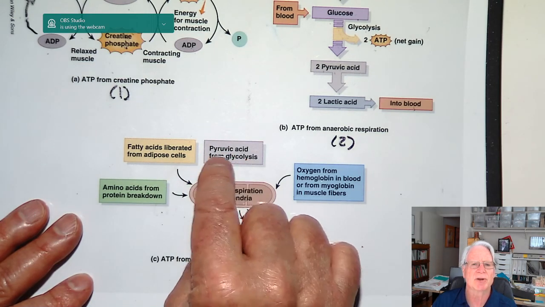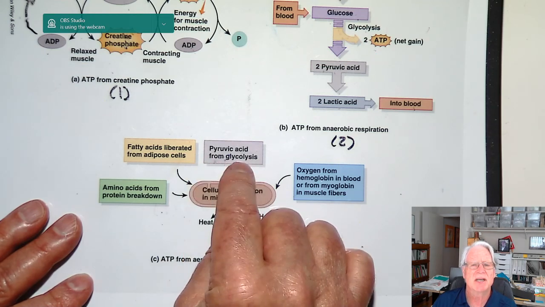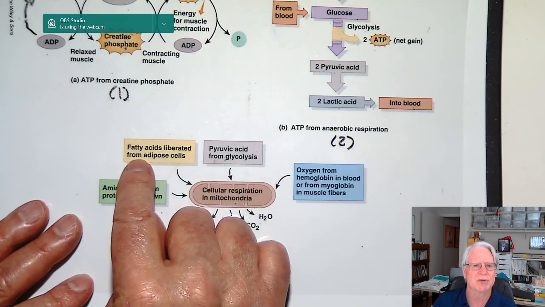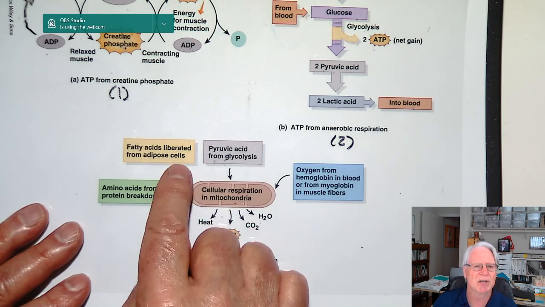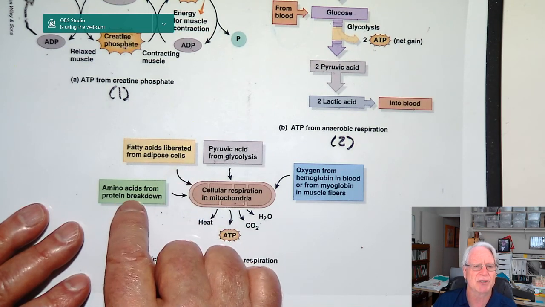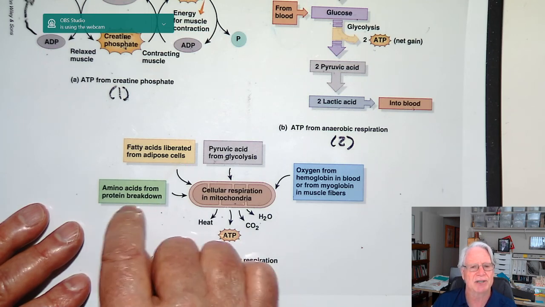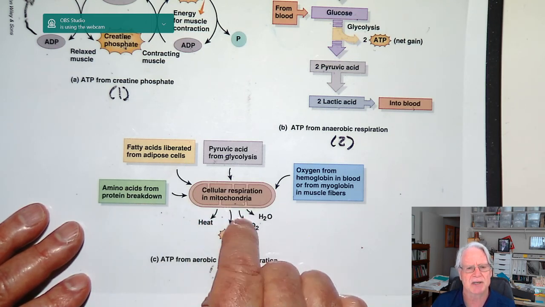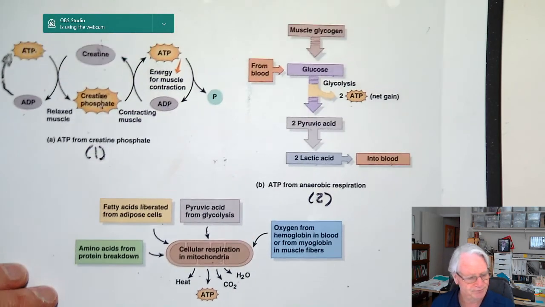Initially, we're going to be using up all of the glucose that's available, stored in the liver and in muscle cells. As that's depleted, we can start using fatty acids from adipose cells. And then once that becomes depleted, we can turn to amino acids. But you never want to be in that position, because that means you're in starvation mode and you're breaking down your own body to stay alive. But you are generating large amounts of ATP in that system. So that's aerobic cellular respiration.